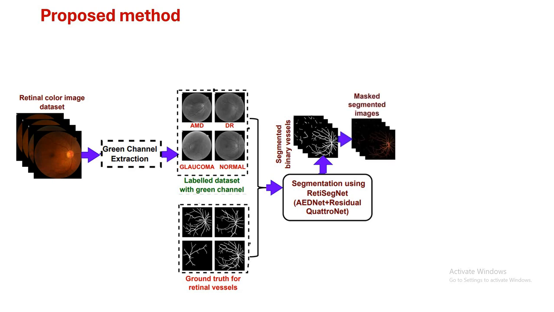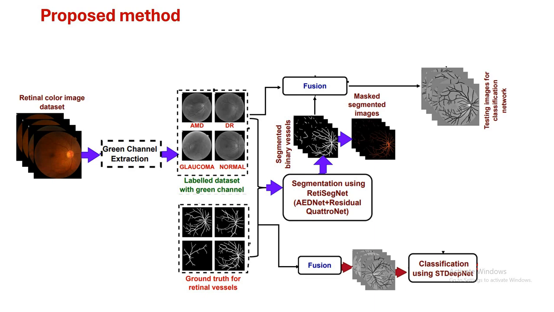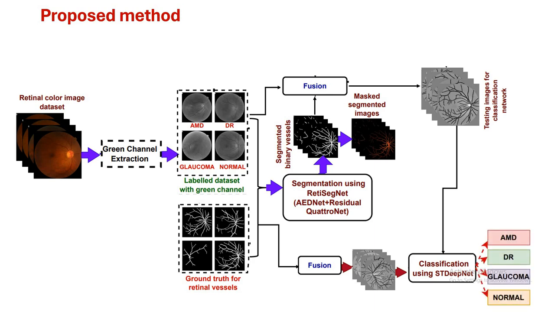Next, we have found the masked segmented images. Further, the original green channel images along with the ground truth are fused, and the fused images are given as the training images to the classification network, that is STDeepNet. Again, the extracted vessels along with the green channels are fused, and these fused images are taken as the testing images for the classification network. Finally, the network is tested on those images to find different classes of diseases like AMD, DR, glaucoma and normal.